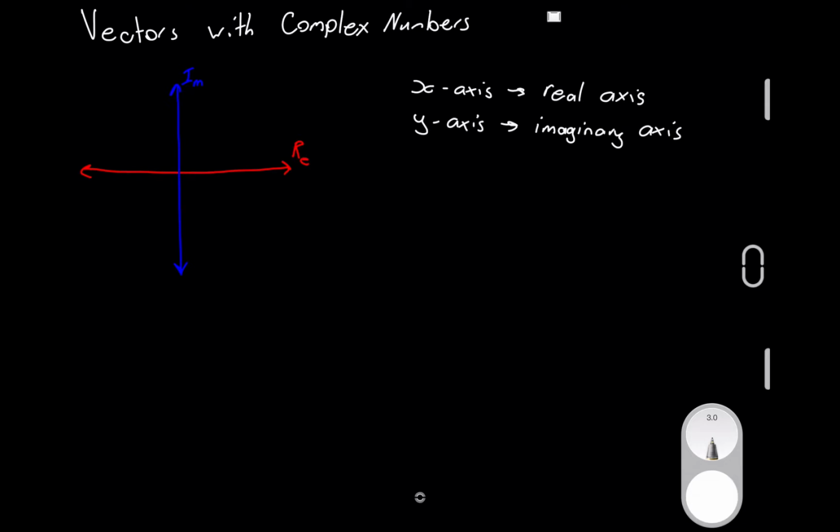So what we can do with this is plot both real and complex numbers in the form of vectors on here. And we actually have a name for this, so we could call this a complex plane, or a more mathematical term for it is the Argand plane. So let's look at how we're going to plot some numbers on this.